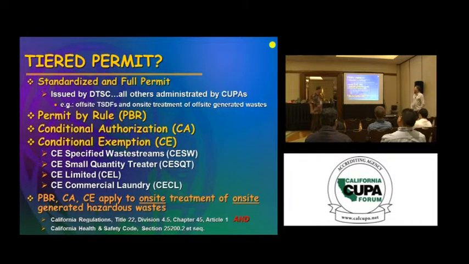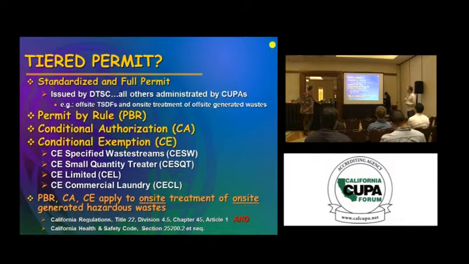All right. So what is tiered permitting? If we look at the permit world, the large permits, the ones that are issued by the state, that is a standardized permit. That's for non-RCRA waste, or a full Part B permit, which is for RCRA waste. So if they're treating off-site generated waste, or they're not operating under the lower tiers, that's the upper tier. So the CUPAs do not have authority under those top standardized and full permits.